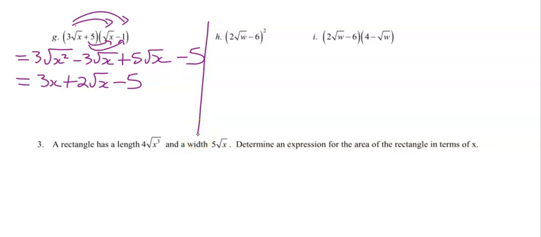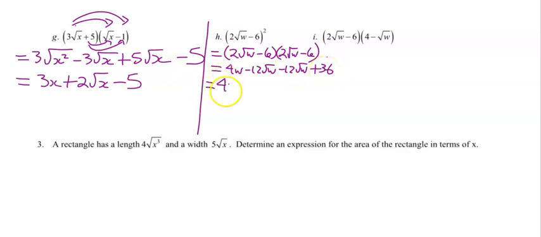Anytime I see a binomial that's squared, I just like to write it out as, okay, what is this? It's 2 root w minus 6 times 2 root w minus 6. Right? And then just FOIL it out. That's the easiest way. So 2 times 2 is 4, root w times root w is w, when we square a square root, minus 12 root w, minus another 12 root w, plus, so minus 6 times minus 6 is plus 36. So 4w minus 24 root w plus 36.